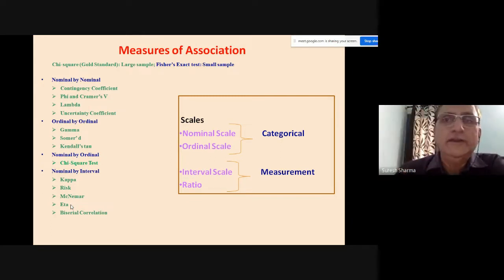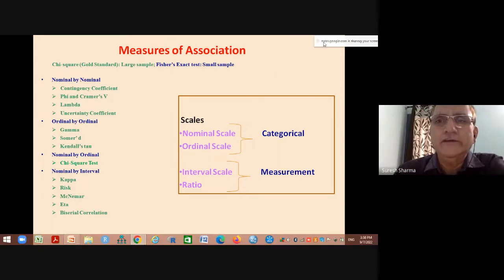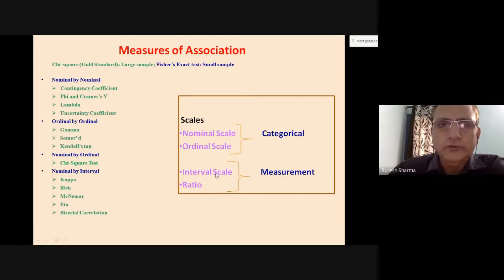But this is very, very important. If you are a researcher, then you should be clear about where to use which type of correlation. Okay, let's move on to the next part.